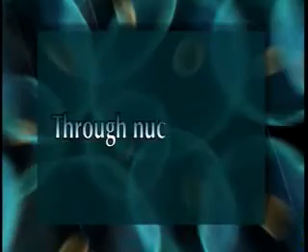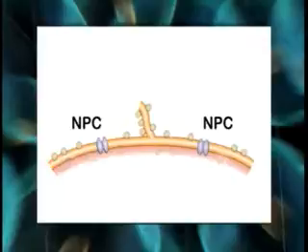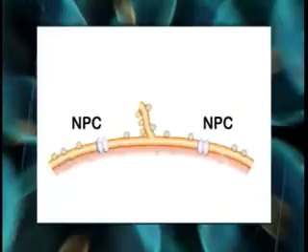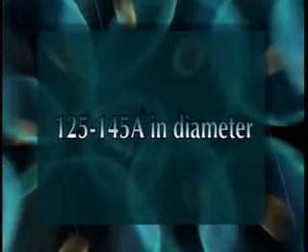Number one, through nuclear pores. Most of the macromolecules pass through the nuclear pore of the nuclear envelope. The ribonucleoprotein particles synthesized in the nucleus pass through the nuclear pores in filamentous form. The largest particles passing through the nuclear pores were found to be about 125 to 145 angstrom in diameter, that is, much smaller than the nuclear pore size.